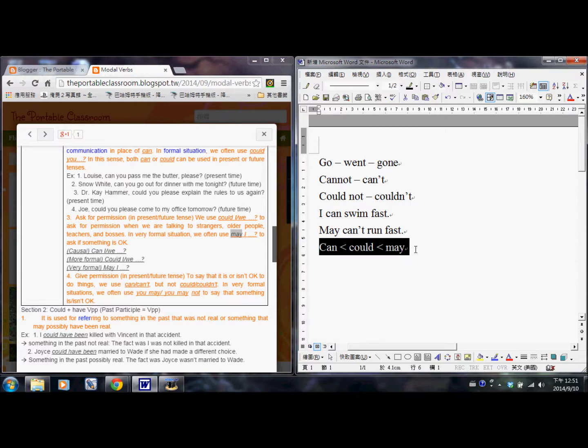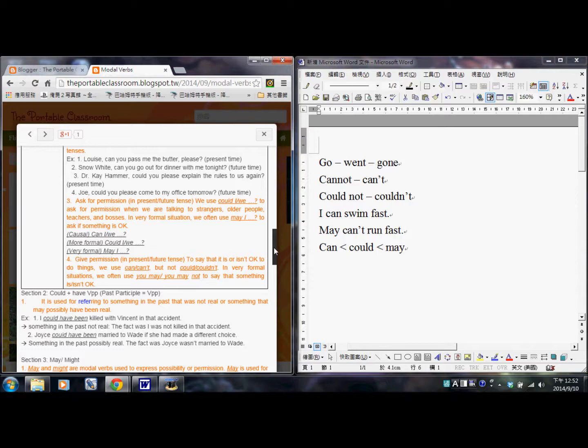Okay? So all three words can be used to ask for permission. So you can say, can I do this? Or more formal, could I do this? Very formal, may I do this?